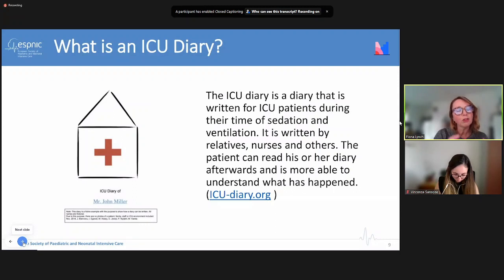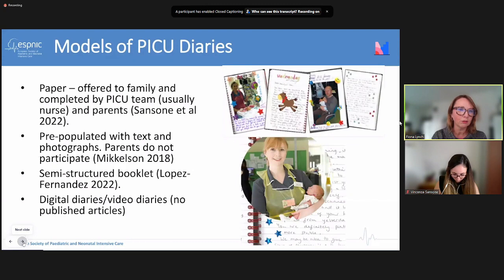Some are a bit more directive and maybe pre-populated with text and photographs that offer some insight and guidance on what the intensive care environment is, what equipment is used, or what medication may be used. They may be directed from the nursing or healthcare team, but don't really allow the families to populate them as well. So they're given to rather than included with families. Also some more semi-structured booklets morph between information giving, but also allowing family members to contribute.